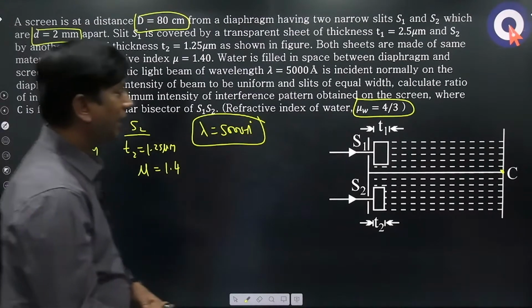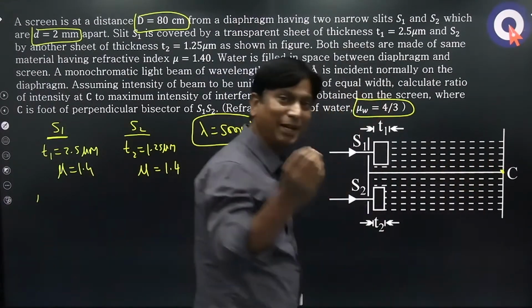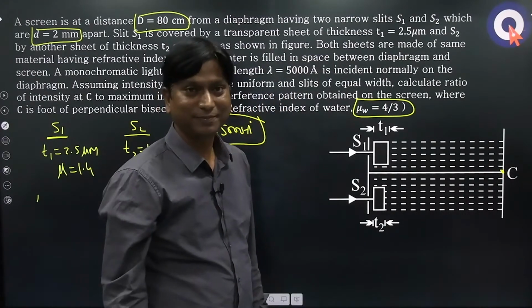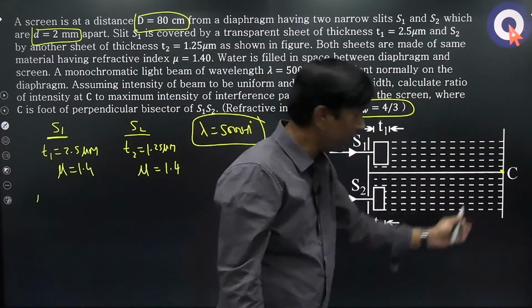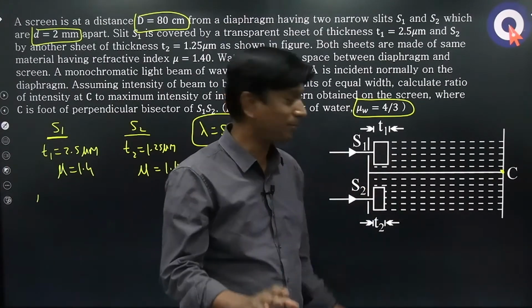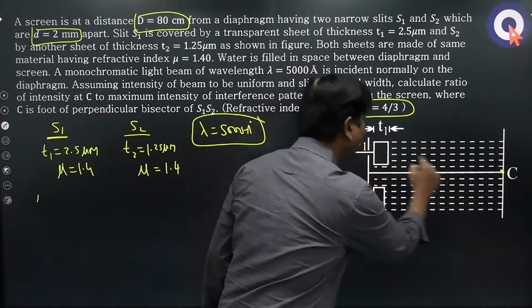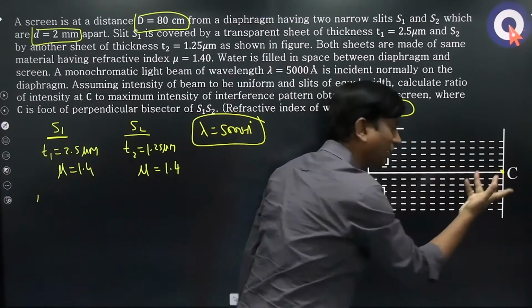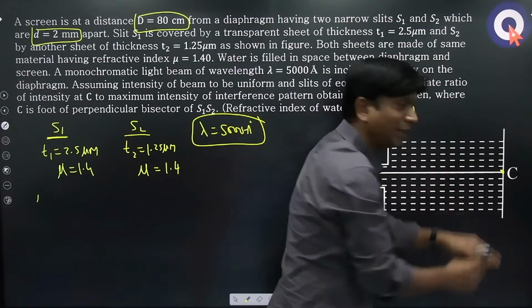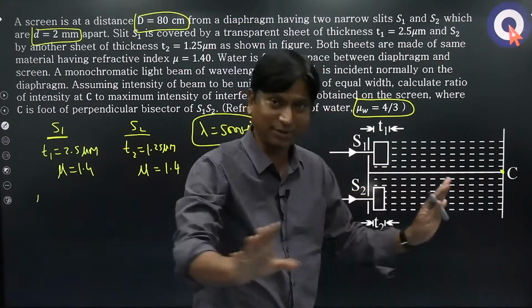See, actually when these slabs were not there, at C only you will get the maximum intensity 4I naught, correct or not? Even though water is there, no problem. When no glass slabs are there, but you still cover with water totally, the path length in water is the same for both, so both waves will reach at the same time. That is why you will get 4I naught at C, provided there are no glass slabs.